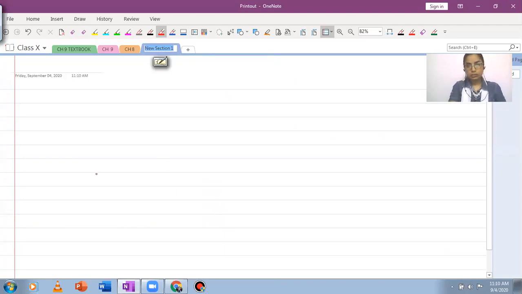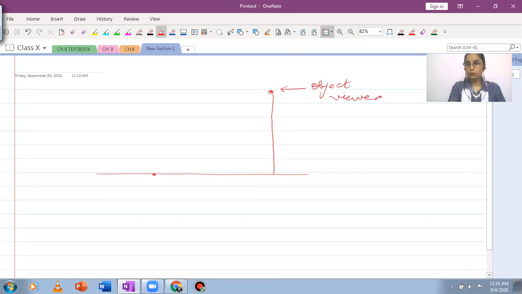So what we want to know is, let us say there is a person here, or this here is the object viewed, the one being looked at. So right here, and at this point on the ground level is the observer. So a person from here is viewing this object above.